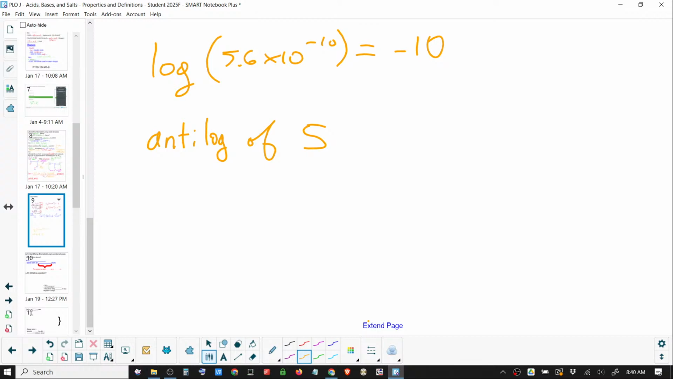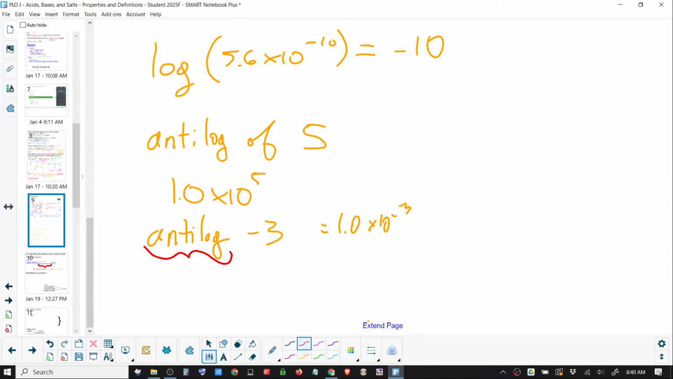Just do the opposite of what you did. You took the 10 to the 5 and you put it there. So we take this and you go 1.0 times 10 to the 5. And if I say, what is the anti-log of, I don't know, minus 3? 1.0 times 10 to the minus 3. The anti-log is a fancy way of saying 10 to the x. You will have a button on your calculator that can calculate that.